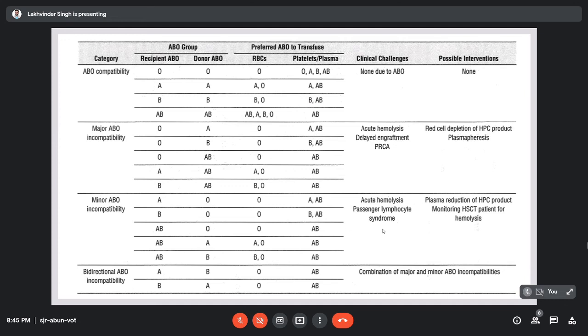Bidirectional means we are transplanting A to B. Then the preferred RBCs are O and the plasma is AB, because O is the universal donor for red cells and AB is the universal donor for plasma. This is only during the phase between the infusion of stem cells and the engraftment. Before that, you can transfuse the recipient group, and after that, you can transfuse the donor group, which has now become the group of the recipient also.